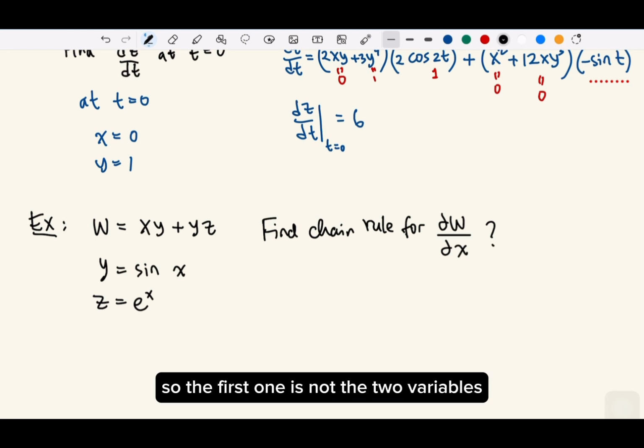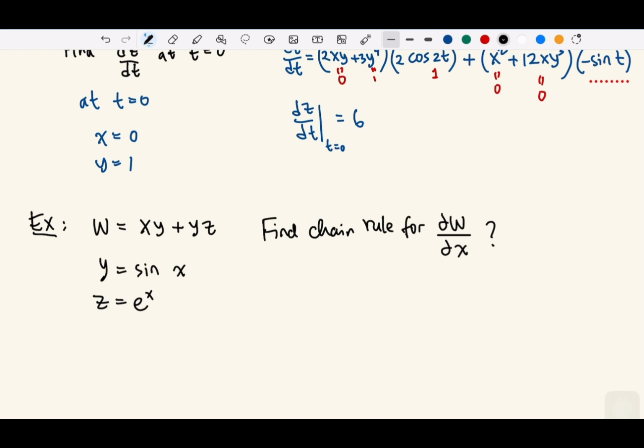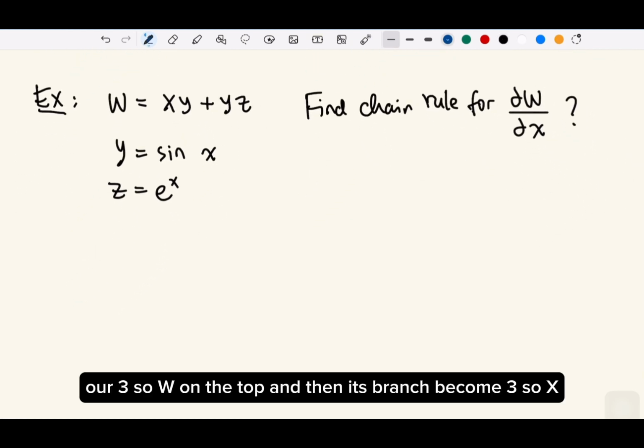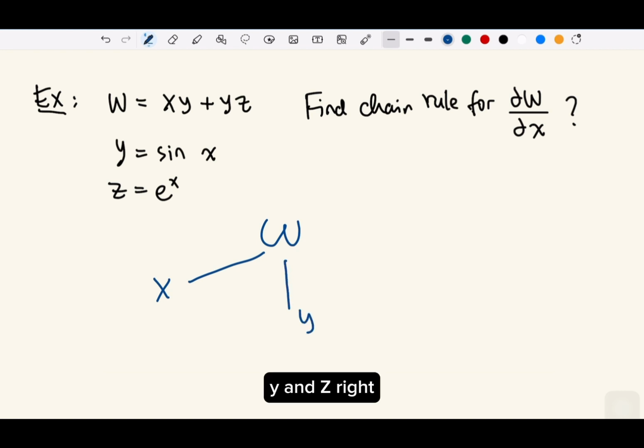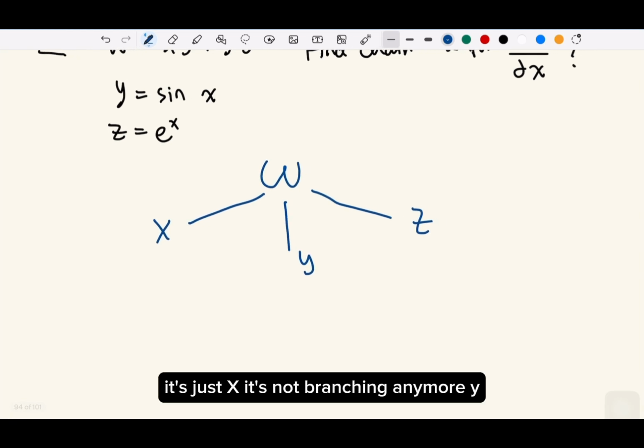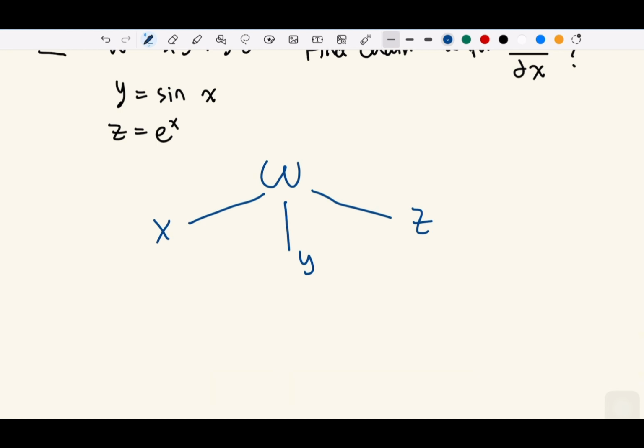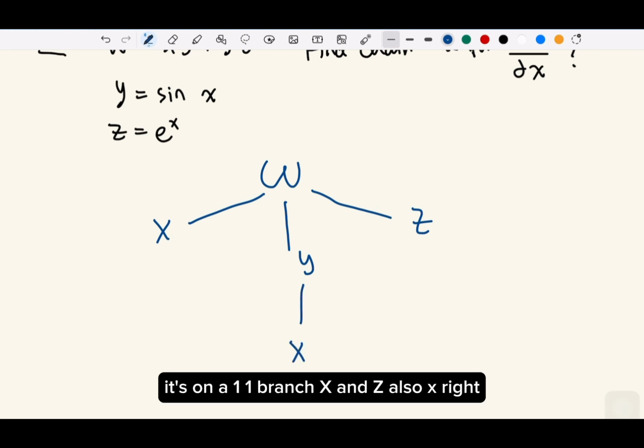So this one is not 2 variables, it's 3 variables. The branch can have 3, but the principle is still the same: we start from the top, and then find which one is the finish. Now this will be our tree, so w on the top, and its branch becomes 3: x, y, and z, right? x is just x, it's not branching anymore. y has only one branch, x, and z also x, right? So that's it.